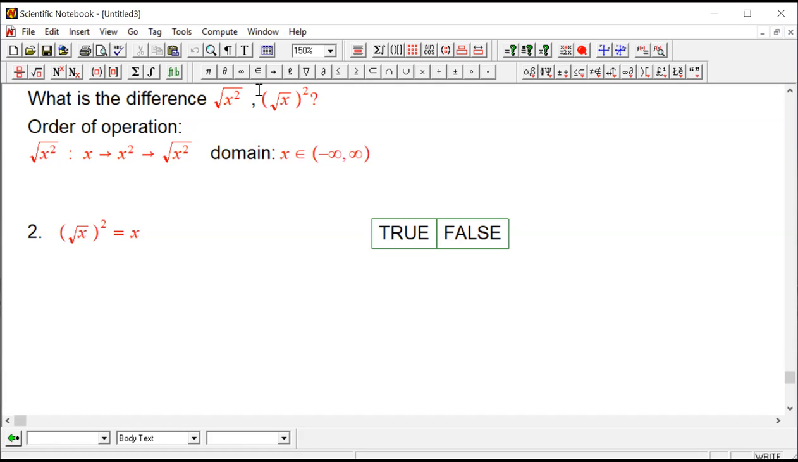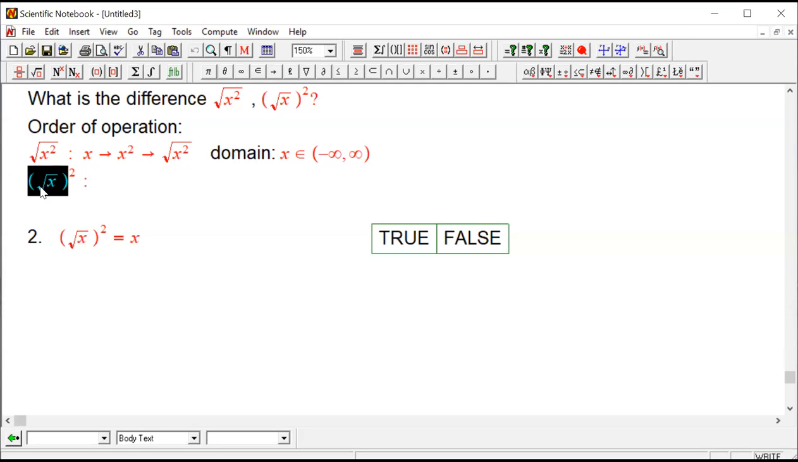On the other one, however, what is the order for this? We have to do the parentheses first. Please excuse my dear Aunt Sally. Inside the parentheses, we have the square root of x. So when x is given, we have to do the square root of x first.